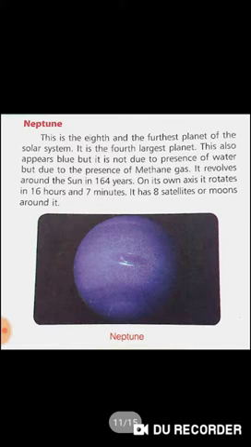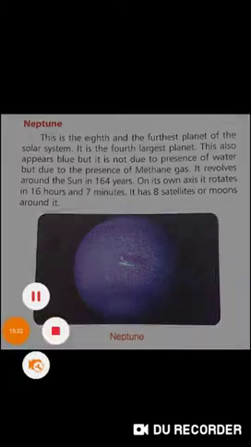So let's see another planet, that is our Neptune. This is the eighth and the farthest planet of the solar system. It is the fourth largest planet. This also appears blue. It is not due to the presence of water, but due to the presence of methane gas in its atmosphere. It revolves around the sun in 164 years. However, it takes about 16 hours and 7 minutes to rotate around its own axis, and it has about 8 satellites or moons around it. That's all about our Neptune.